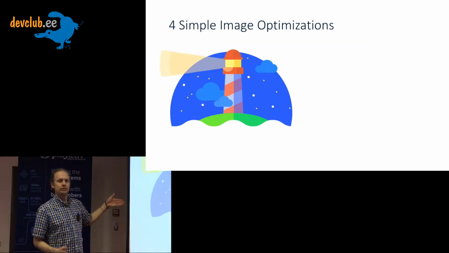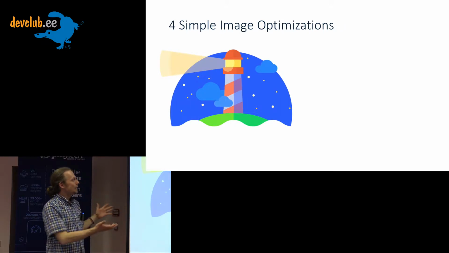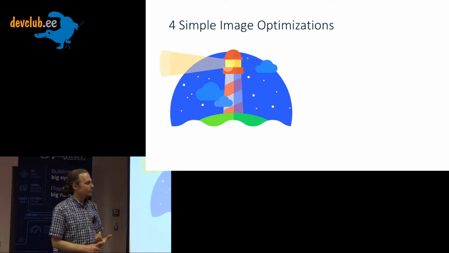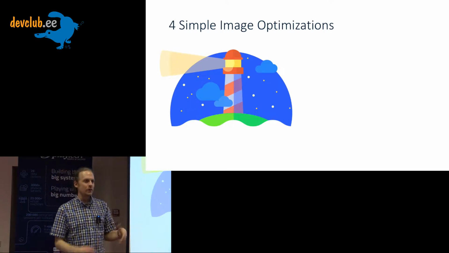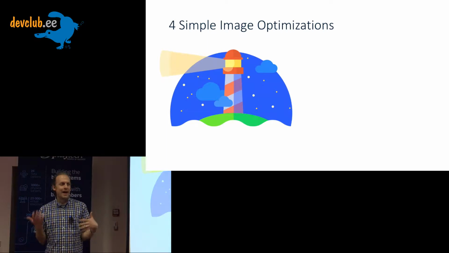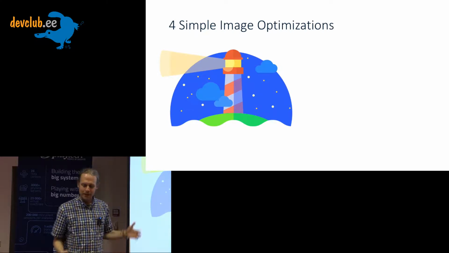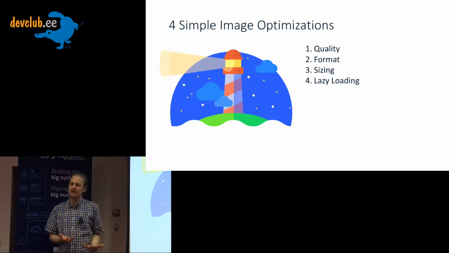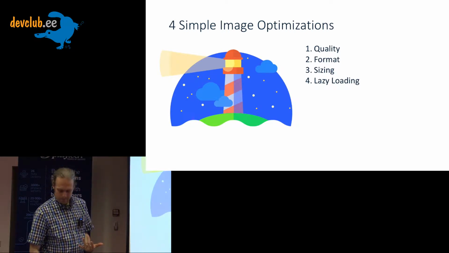Anyone know Lighthouse? A couple hands? All right, so Lighthouse is a Google tool. It's in Chrome DevTools. It's also in Web Page Test, which I'll talk about in a second. What it does is it goes through and audits your web page and then looks for ways to speed it up for mobile. So it's a really good tool. If you're interested in how to speed up a web page, run a Lighthouse audit. And there's 4 optimizations for images in Lighthouse: quality, format, sizing, and lazy loading.